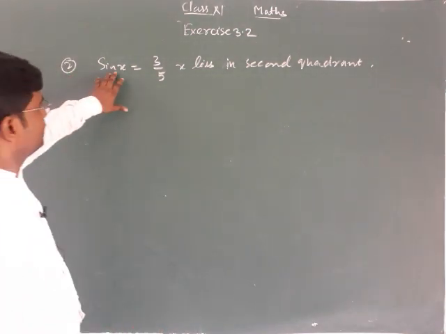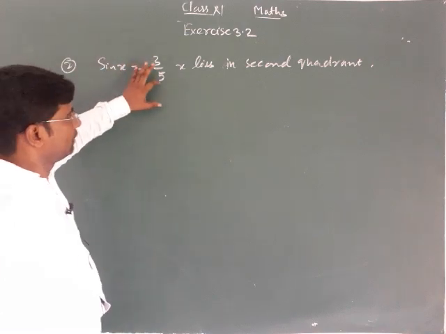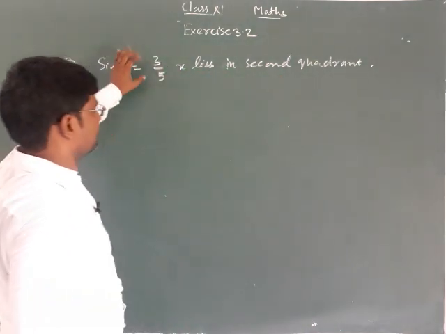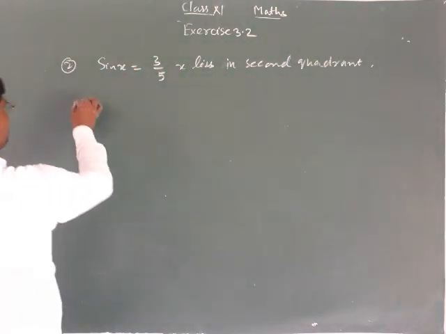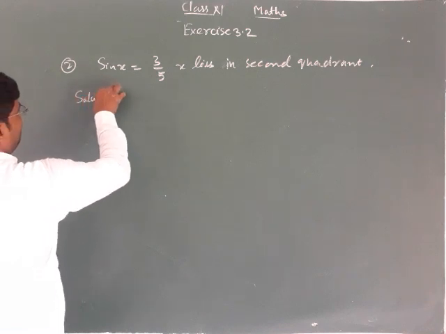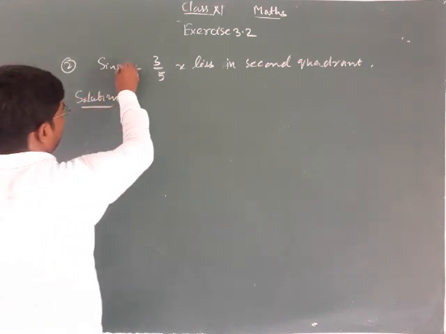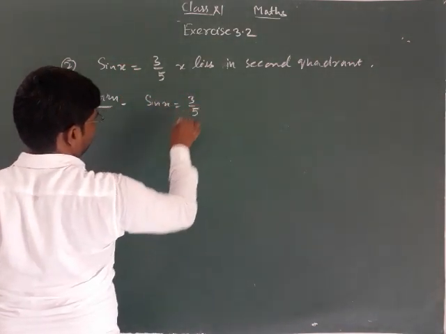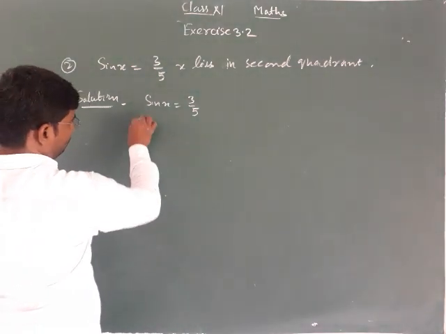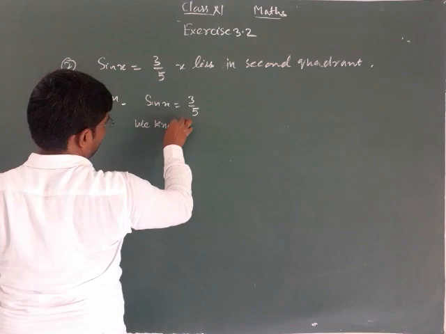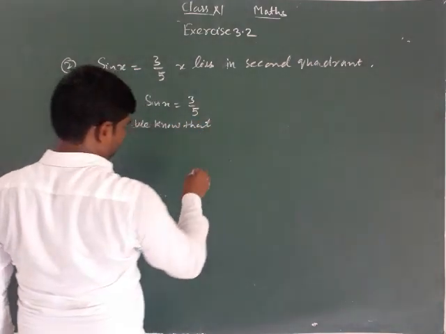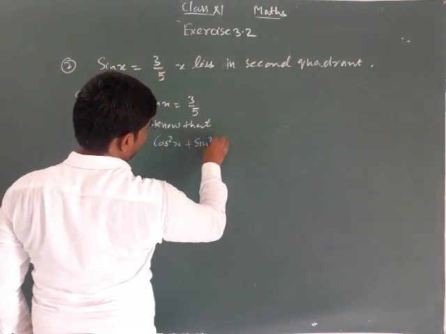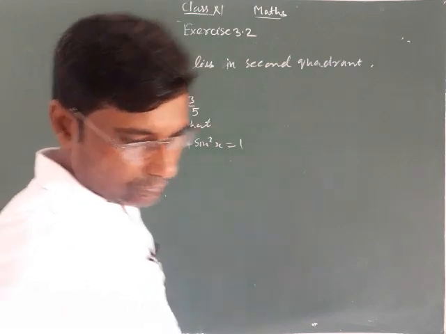Question number 2: sin x is equal to 3 by 5, x lies in the second quadrant, find the other 5 ratios. So the solution of this question. Given sin x is equal to 3 by 5. We know the identity cos square x plus sin square x is equal to 1.